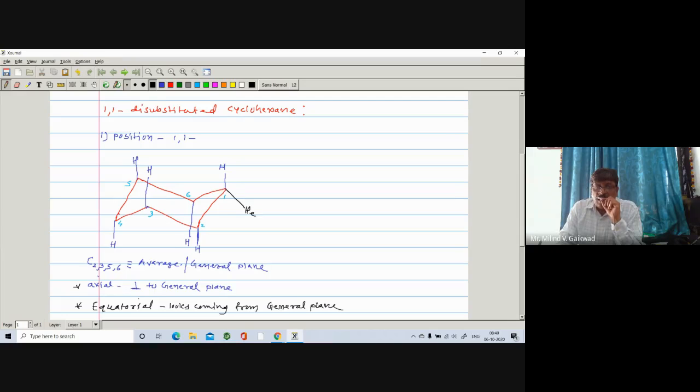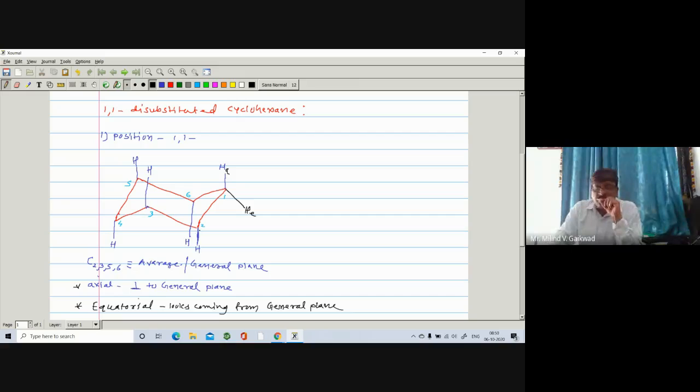Now look here, on carbon number 1, the bond written in blue color is going up. So it is axial, above the plane. You'll notice that the equatorial bond will go down the plane. So if one axial bond is above the plane, then the other is below the plane.